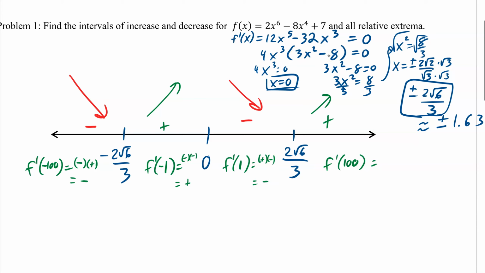And so that would be negative, checks. And then 100 is big. It's the same thing as over here. This is positive. That's a massively big positive. And so it's positive, it checks.